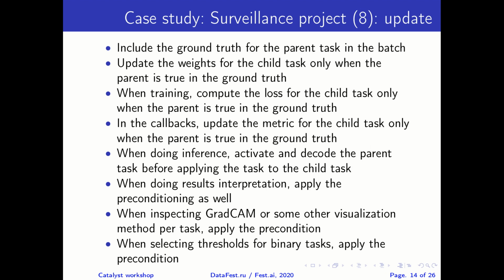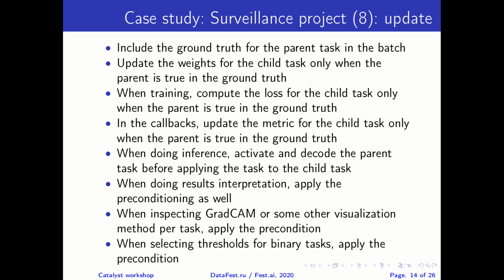So what are some examples? For example, we have to include the ground truth for the parent tasks in the batch. We have to update the weights for the child task only when the parent is true in the ground truth. When training, we have to compute the loss for the child task only when the parent is true in the ground truth. In the callbacks, we have to update the metrics for the child task only when the parent is true in the ground truth.